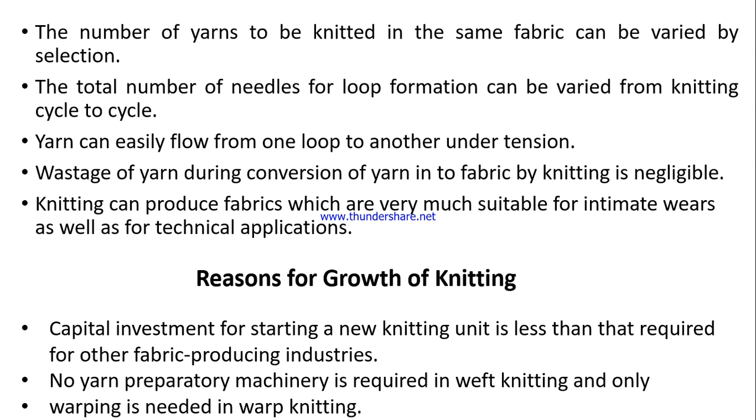Then total number of needles of loop formation can be varied from knitting cycle to cycle. So that is also a mechanism that you can understand better later on. If you want, for the first cycle, the number of needles to be participated for the knitting will be 100, and in the second cycle the number of needles participated in the knitting process will be 90. In the third cycle the same will be 80. Okay, so that is possible in the knitting process.